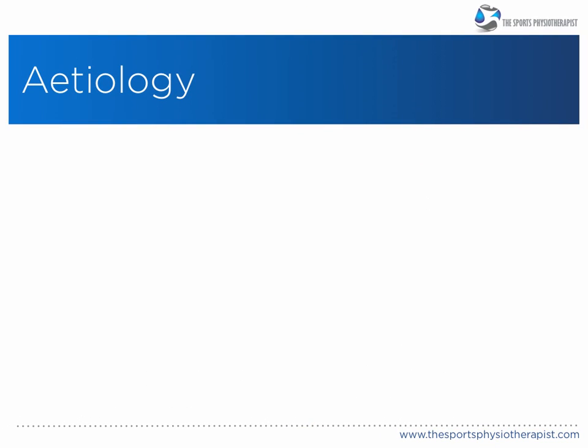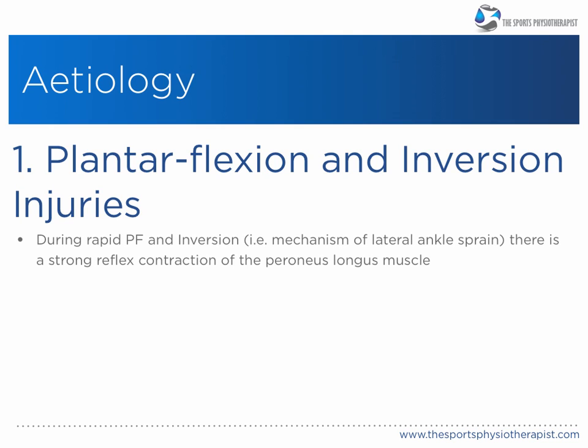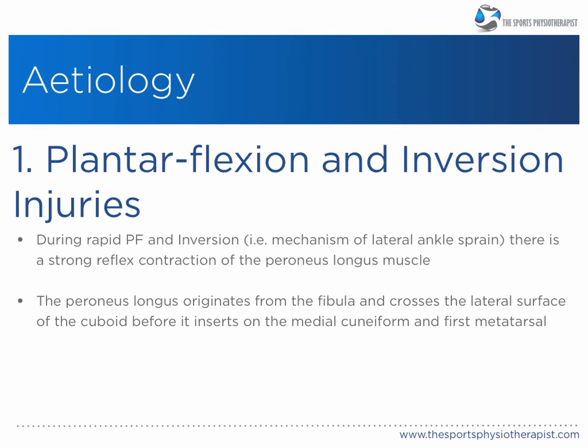In terms of etiology, there are two main mechanisms. Number one is plantar flexion and inversion injuries. During rapid plantar flexion inversion, which is the mechanism of a lateral ankle sprain, there is a strong reflex contraction of the peroneus longus muscle. The peroneus longus originates from the fibula and crosses the lateral surface of the cuboid before it inserts on the medial cuneiform and first metatarsal.